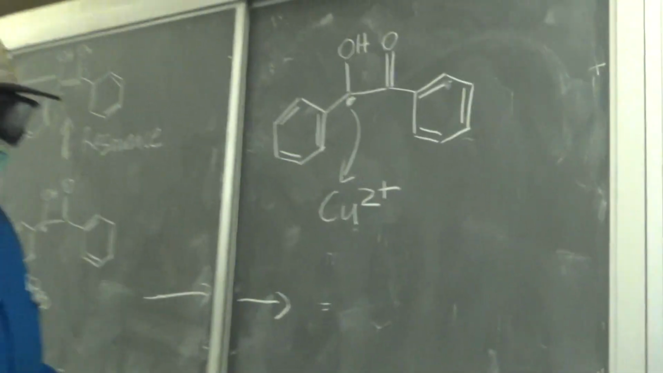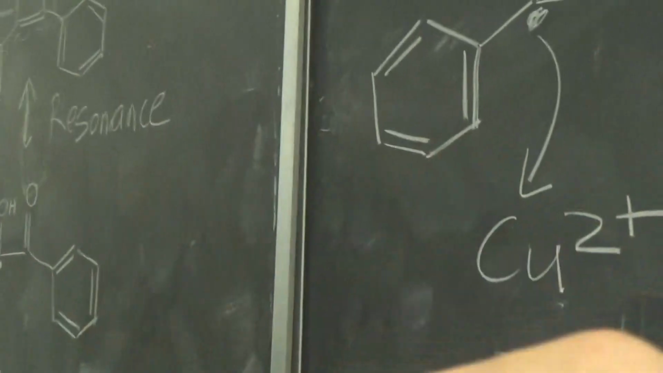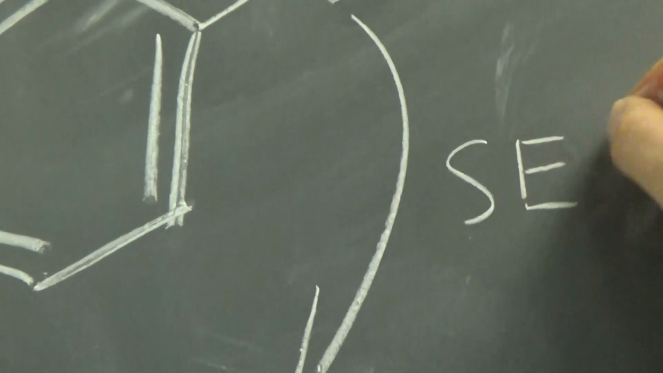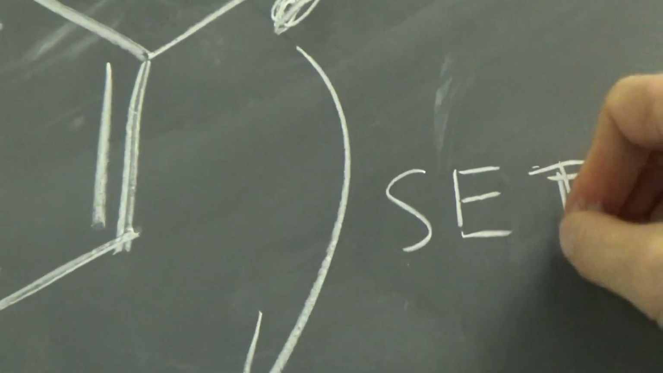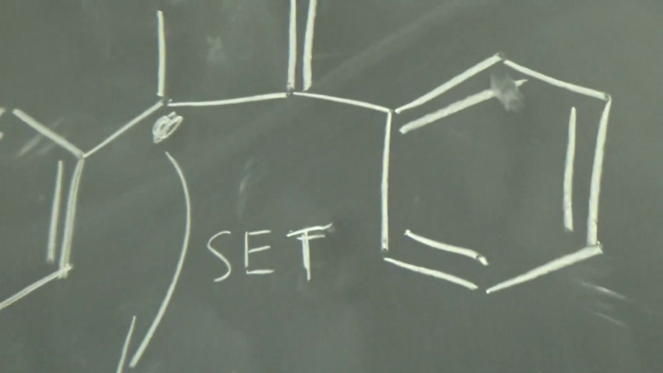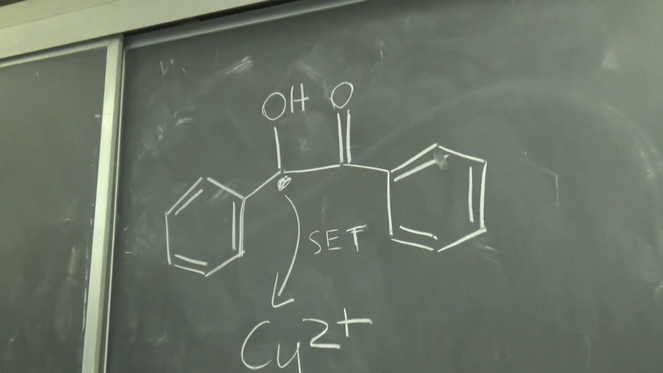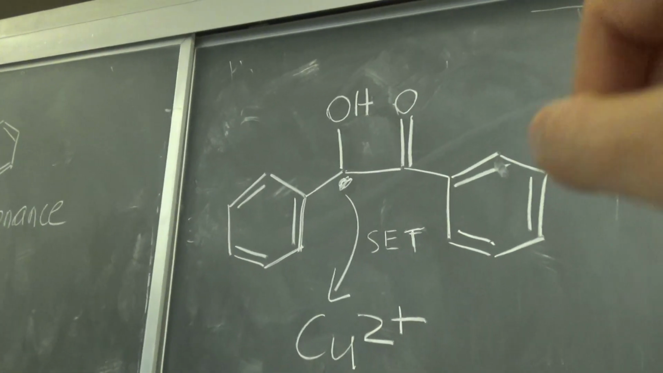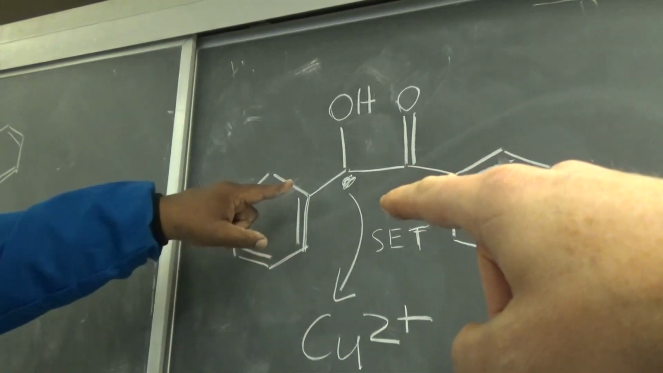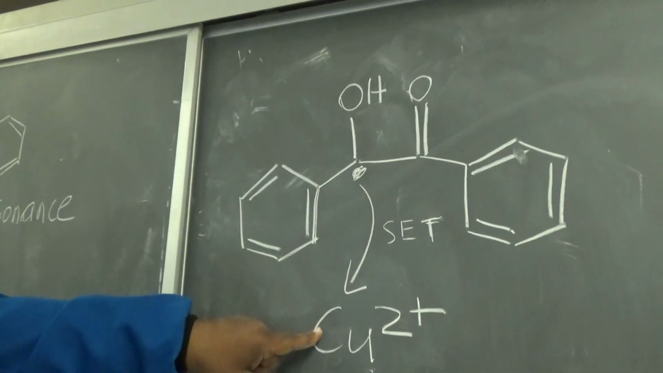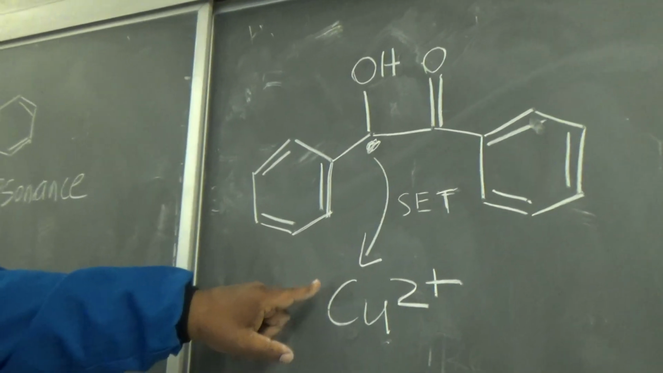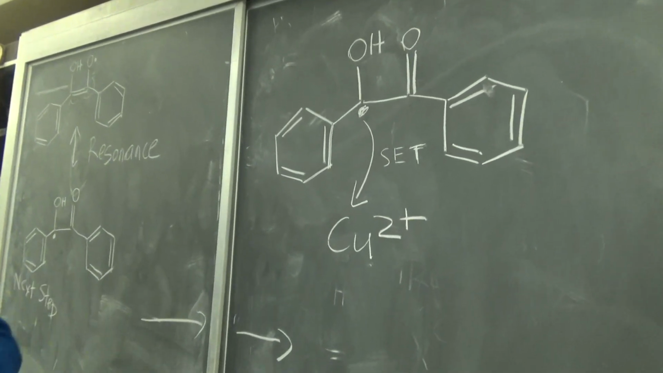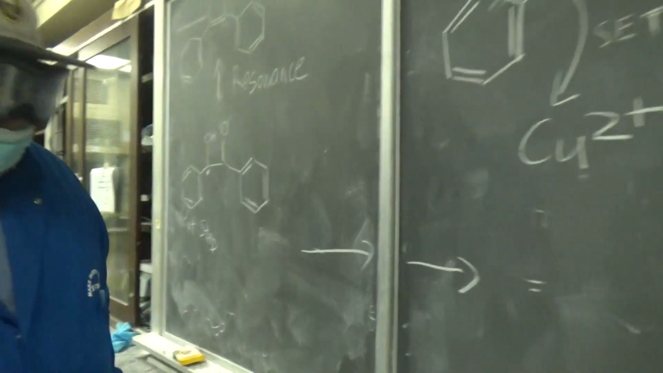Sometimes, this is my own comment, I write SET, S-E-T, which means single electron transfer. That gets the point across that the radical is just going away. The electron is being moved from the organic molecule to the copper II plus, which will reduce it, because it goes from copper II down to copper I. There you go.